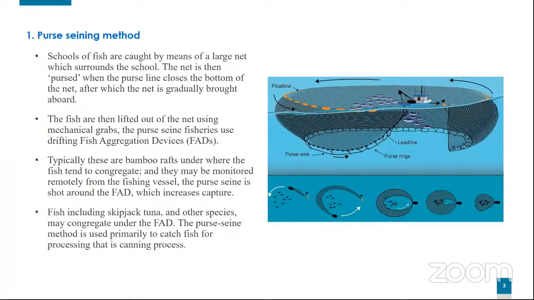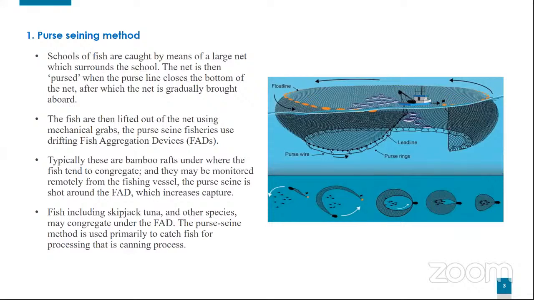So for the purse seine method, purse seine ni dalam bahasa Melayu kita panggil dia pukat jerut. Okay, so school of fish are caught by means of a large net which surrounds the school. The net is then pursed when the purse line closes the bottom of the net, after which the net is gradually brought aboard. The fish are then lifted out of the net using mechanical grabs.